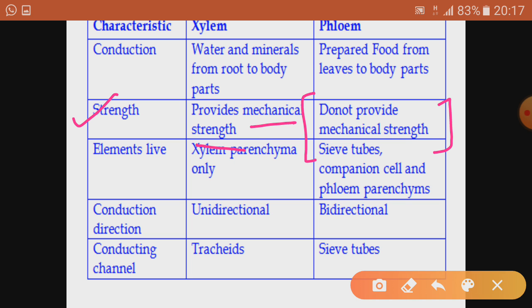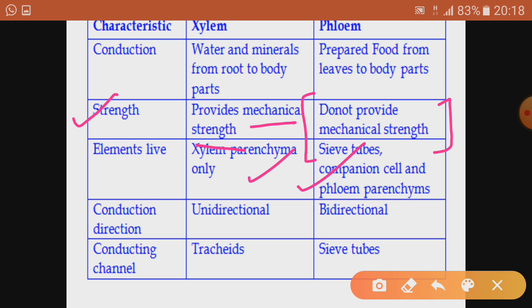Now elements: in xylem, only xylem parenchyma is alive. If you see, xylem is made up of 4 types of cells, that is vessels, then tracheids, then xylem parenchyma and xylem fiber. Out of them only xylem parenchyma is alive. And in the case of phloem, sieve tube, companion cell and phloem parenchyma, 3 of them are alive and only the fiber is considered to be dead. So this is a very good comparison.